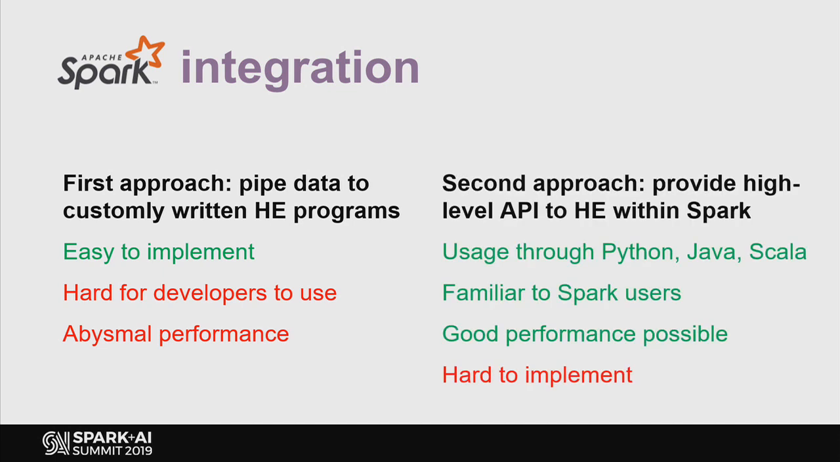Second approach. So let's just provide a high-level API in Spark for homomorphic encryption. Something that we can use through Python, Java, Scala. And this is something that there's a chance that data scientists and data engineers could actually use. We were able to get good performance from this. At least the performance is not like in the first solution. There is no huge data transfer overhead or anything like this. In fact, we are seeing the performance benefits of Spark. Of course, this was much more difficult to implement.